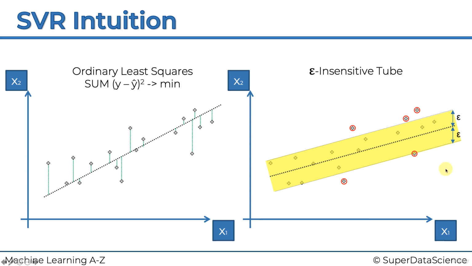And for them, we do care about the error. Here it will be measured as the distance between the point and the tube itself. So not the trend line, but the tube itself. These distances have names. They're either xi star if the point is below the tube, or xi if the point is above the tube. These values xi are called slack variables. And we do care about the error, so we care about these distances.